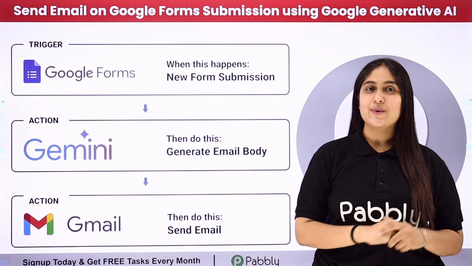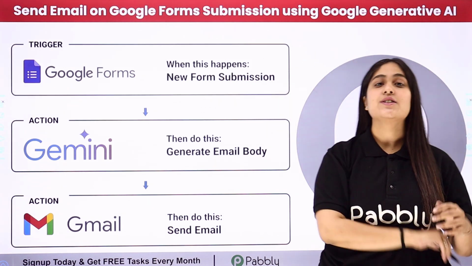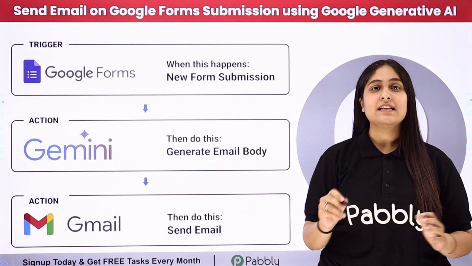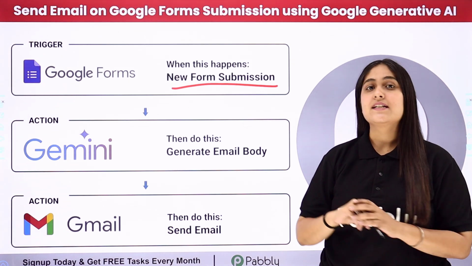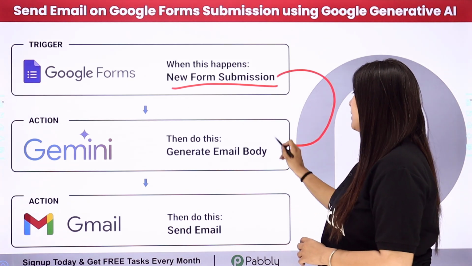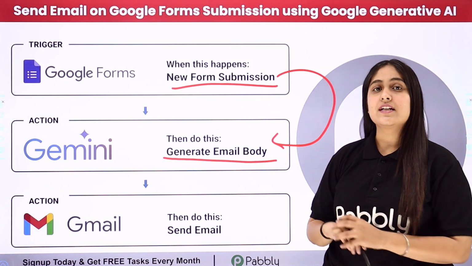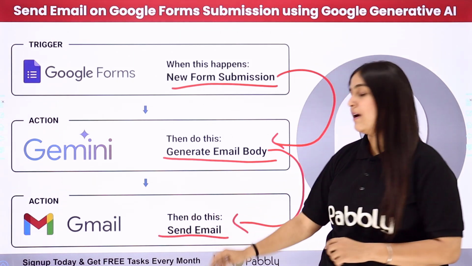So in this video, we are going to learn how to send an email on Google Form submission using Google Generative AI. So here I've created a client feedback form in Google Forms, and in this case I want whenever a new form submission is made, automatically using that feedback, a new email body should be generated using Google Gemini, and then after generating the email body, automatically that email body should be sent as a mail to my customer.